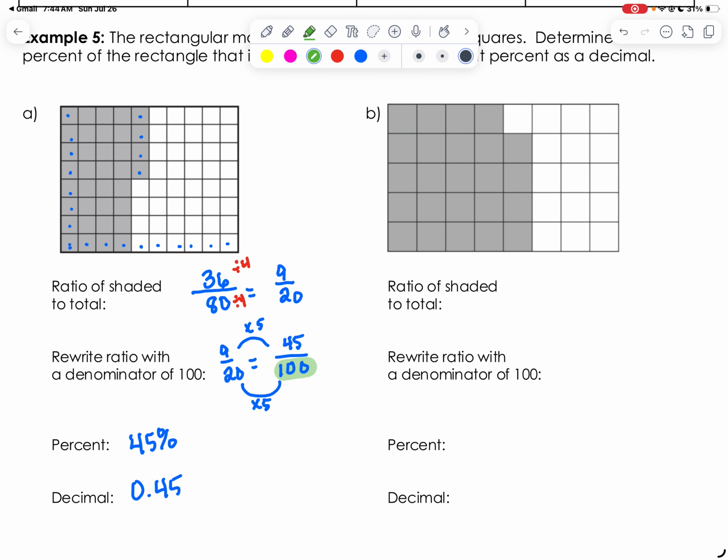But remember, you cannot get the percentage until you have a denominator of 100. That is very important. So if you are not given a denominator of 100, then you're going to have to convert it to 100. All right, let's try another one of these.